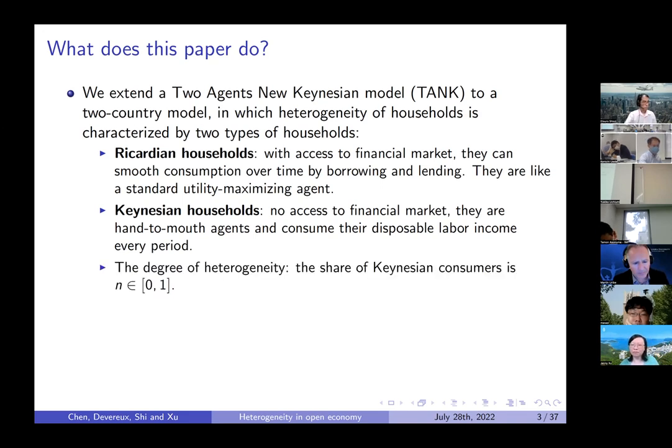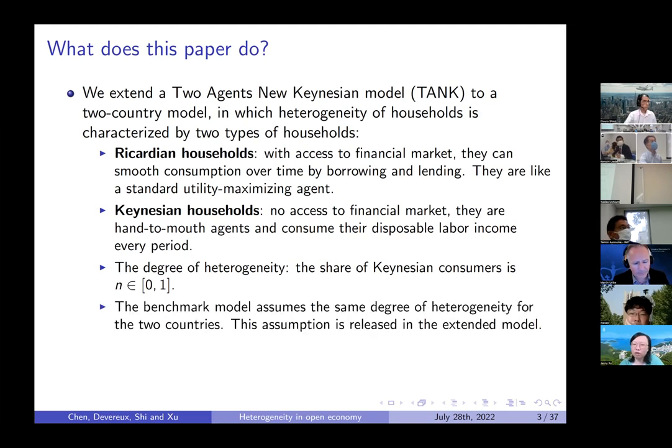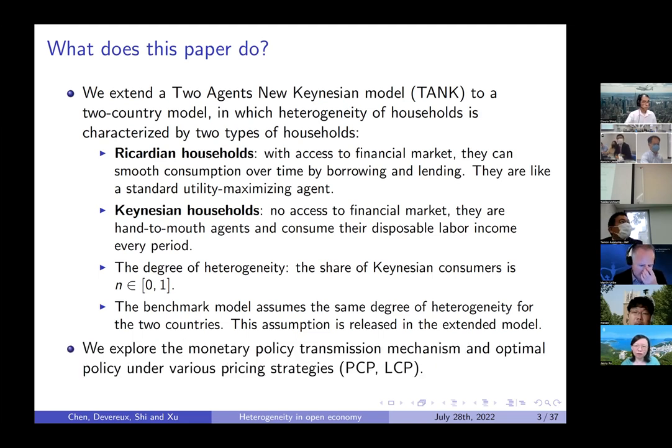In this paper, we assume that the share of Keynesian households is fixed at n, which belongs to (0, 1). In the benchmark model, we assume the same degree of heterogeneity in the two countries, and we relax this assumption in the extended model. As I said, we want to explore two things: one is the transmission mechanism, and the other is optimal monetary policy.